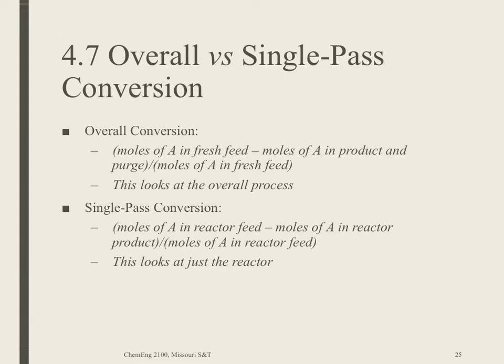This is going to depend largely on the equilibrium, the reaction rate, some other things. The single pass conversion is going to look at how much reacts just in the reactor based on how much was fed just to the reactor. So the moles of A in the reactor feed minus the moles of A in the reactor product divided by the moles of A in the reactor feed. So I'm looking just right at the reactor or at the overall system. Single pass conversion may be very low. Overall conversion ideally will be a very large number, close to one.